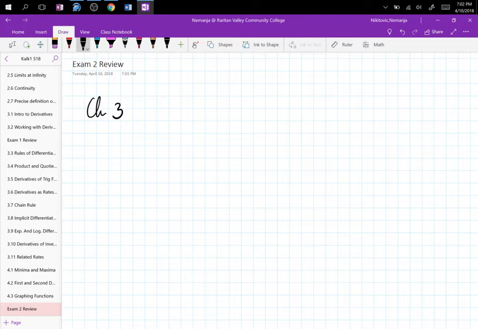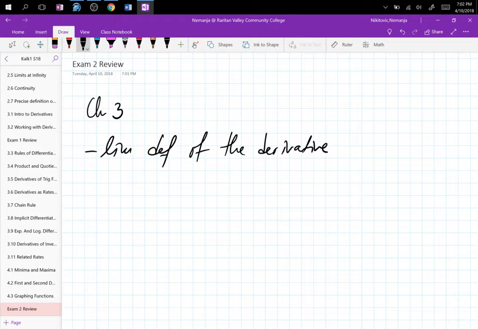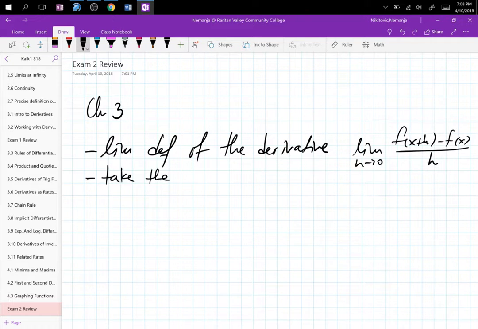So what do we have in chapter 3? Well, obviously we have the limit definition of the derivative. So you should expect to use limit h goes to 0 of f of x plus h minus f of x over h, right? So at least one of those problems. And now take the derivative. And now this is pretty much the rest of the chapter, right? Plus the word problems at the end. So what do you have?